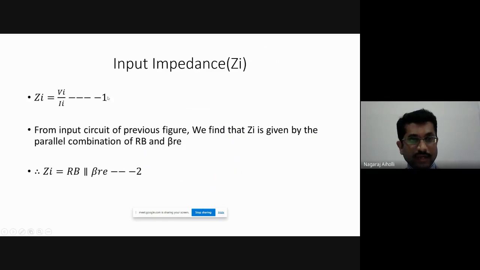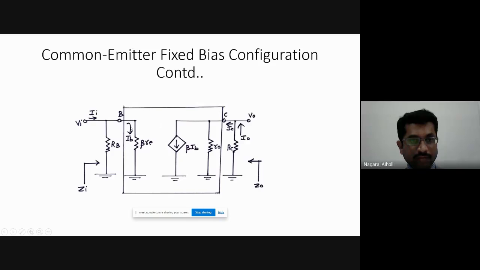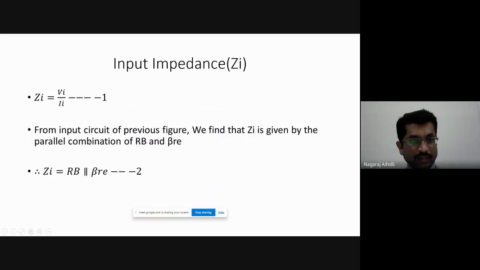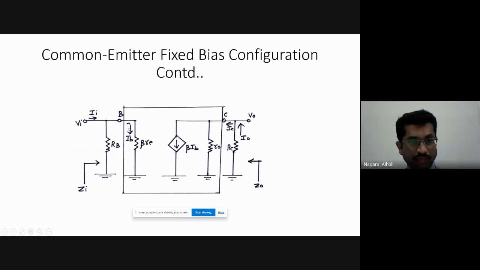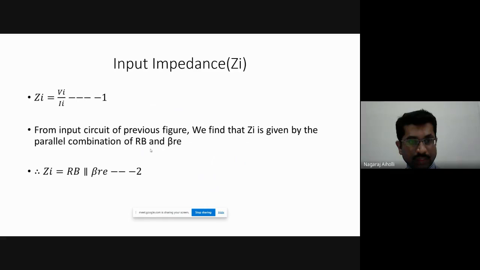Now Zi is Vi by Ii. Now we know that Zi is RB parallel beta re. If you look into this portion of the input, Zi will be RB parallel with beta re. Both are in parallel here, connected across. Therefore, Zi is RB parallel beta re for the common emitter fixed bias configuration.